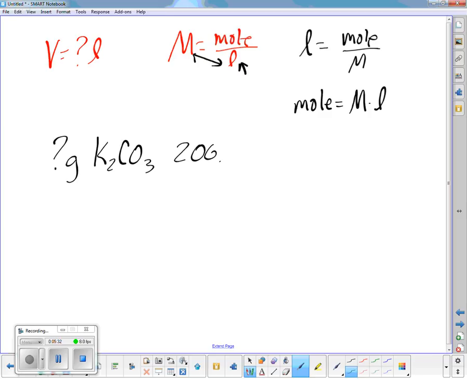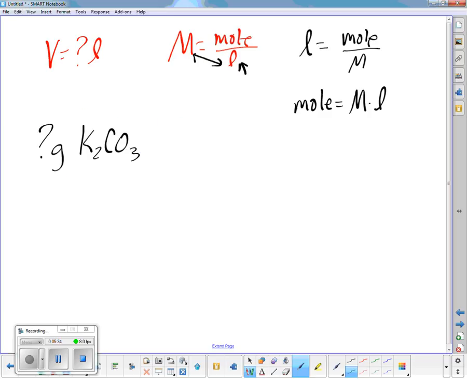Okay, go slower. 2 point... Whoa. Okay, how much? 200 milliliters. Okay, molarity. So I've got everything I need. All I've got to do is change this from milliliters to liters. So divide it by 1,000. So what do I get?